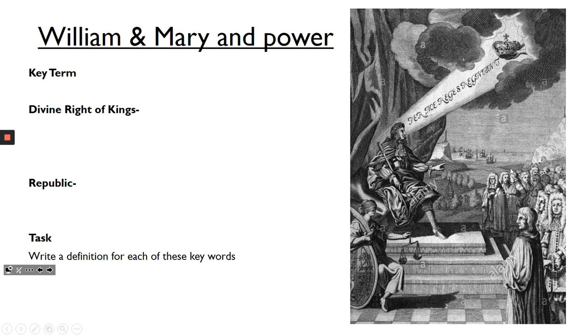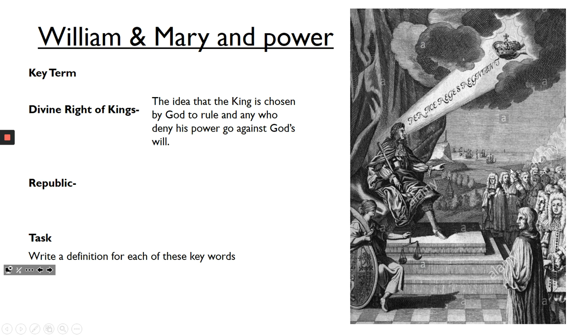Okay, so we did do this last lesson, but the divine right of kings is the idea the king is chosen by God to rule and any who deny his power go against God's will. As we see on this picture, this is the king, and he is receiving the crown from God. So all these people think that God's chosen the king, so all these people will follow the king and do whatever the king says. He becomes an elevated status. If people go against the king, then they go against God.